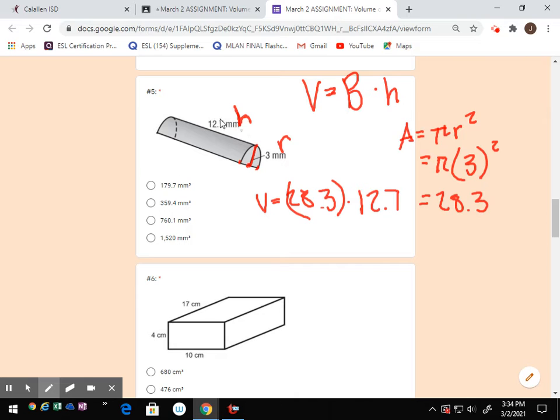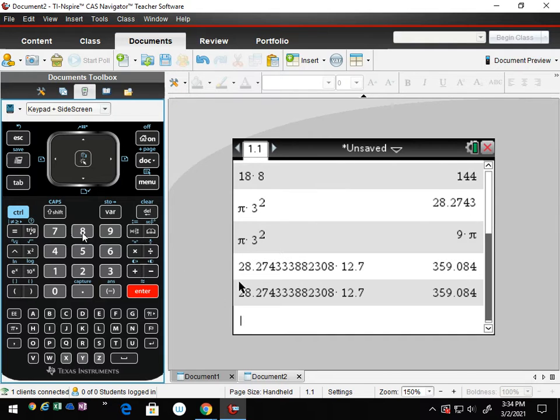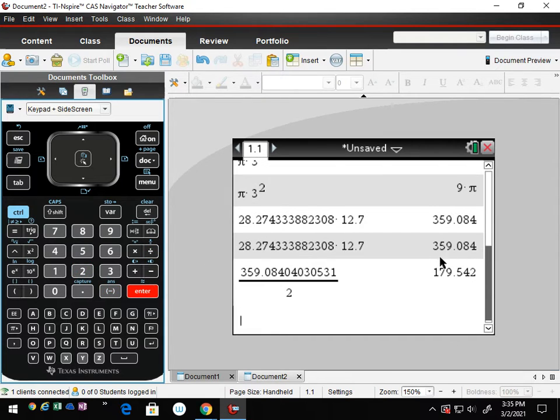This is half a cylinder, okay? So we only need half of the volume. So we'll go here, and we can see this is the volume of a whole cylinder. So we only need half of it. So we're going to take this number. We're going to press Control, answer, and this is this number right here. And we're going to divide it by 2 because we only need half of it. And this is our answer right here, 179.5.